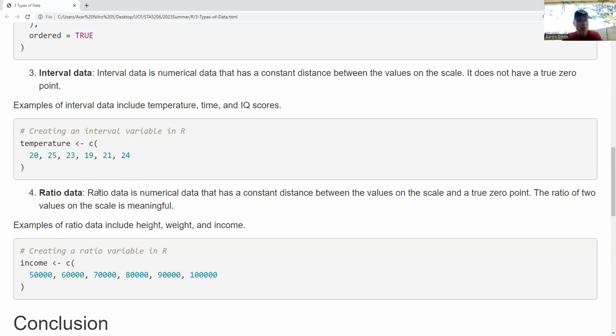Now the next one is ratio data. And this is usually what we work with most of the time when we deal with numbers. This is numerical data that has a constant distance between the values on the scale and the true 0 point. So changing my units of the measurement does not change where 0 is located on the number line. It means I have ratio data.